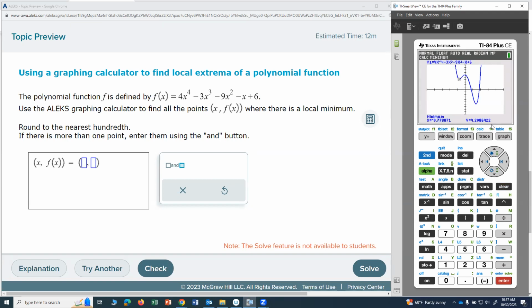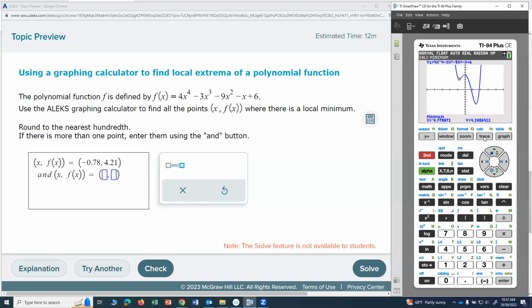Okay, so it gives me an X value and a Y value, and I'm going to hit the and key there because I know there's more than one. So it says round to the nearest hundredth, so I'll put negative 0.78 for the X and 4.21 for the Y. But that's only one of the minima. There's another one down here, so I have to do the process again.